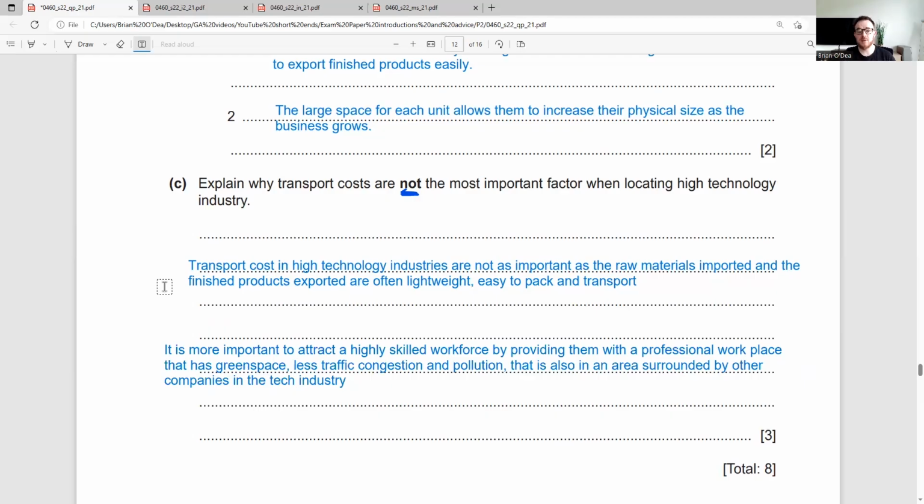One that agrees about the transportation not being the most important, and the other one then that tries to explain another factor that is more important. Now you could have put anything there, but that's really what you need. Two well-developed points should be more than enough there. And you could have three undeveloped statements as well there.